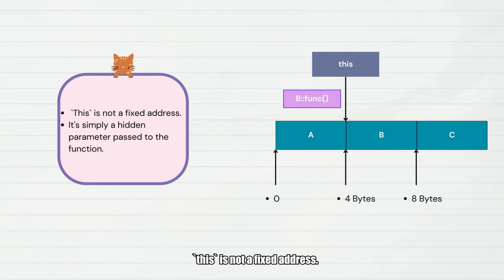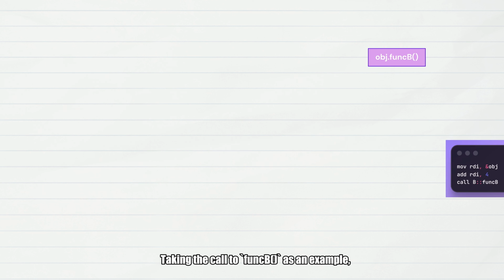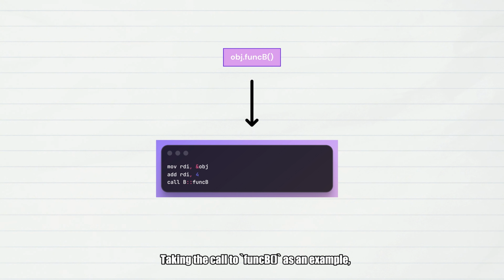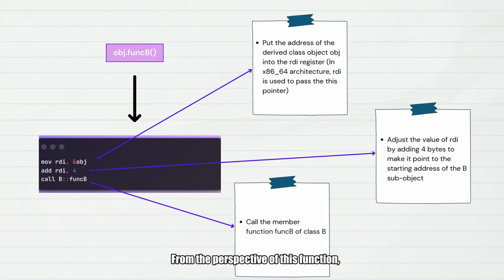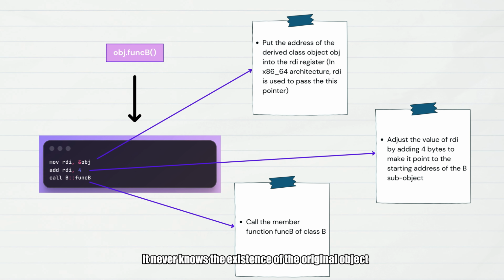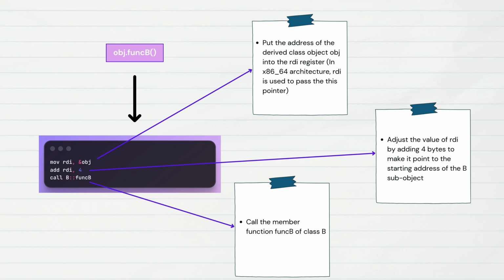This is not a fixed address. It's simply a hidden parameter passed to the function. And parameters can be modified by the compiler. Taking the call to functionB as an example, the assembly code generated by the compiler looks roughly like this. From the perspective of this function, it never knows the existence of the original object obj at all. The this pointer it receives is already adjusted by the compiler to point to the B subobject. From the function's internal perspective, this pointer is completely correct. It points to the object it belongs to.